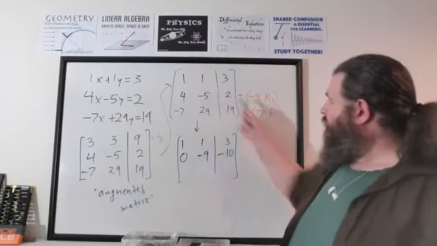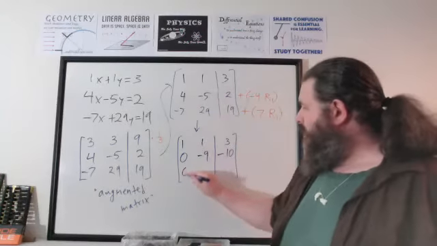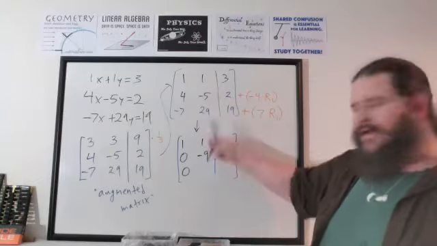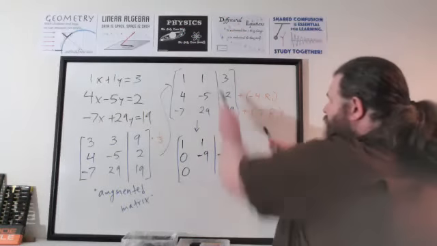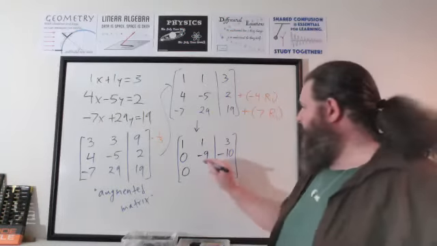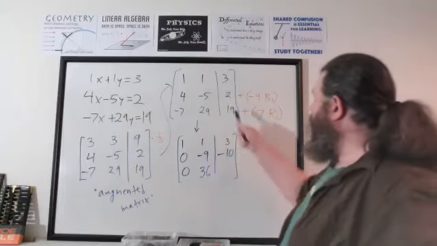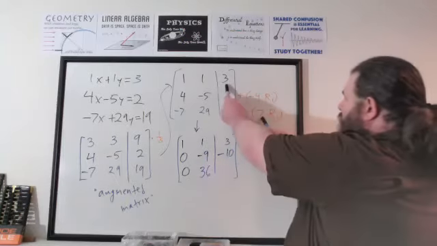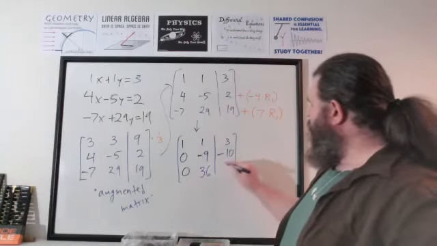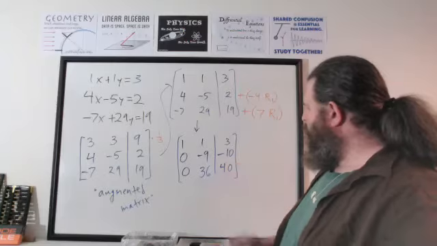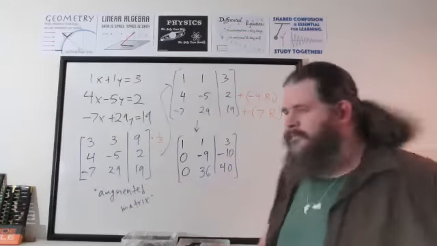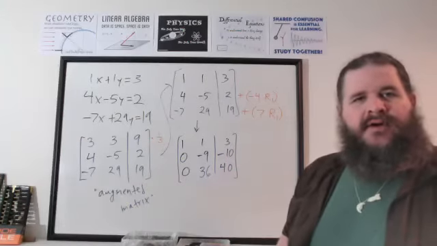-7 plus 7 times 1, that's 0, because we want that to cancel out. 29 plus 7 times 1, 29 plus 7, so that'll be 36. And then 19 plus 21 would be 40. Any questions on that so far?